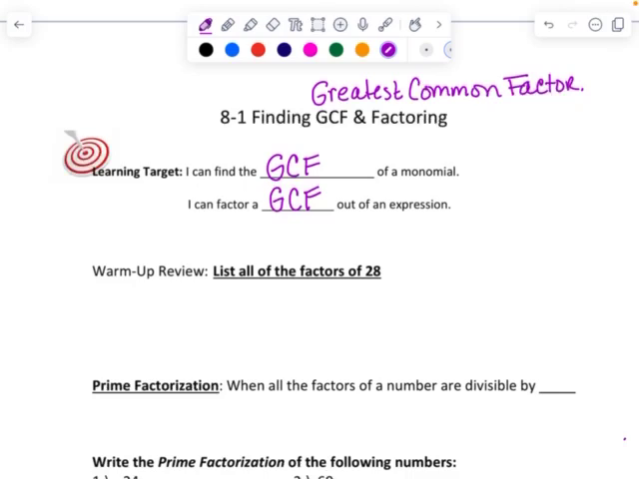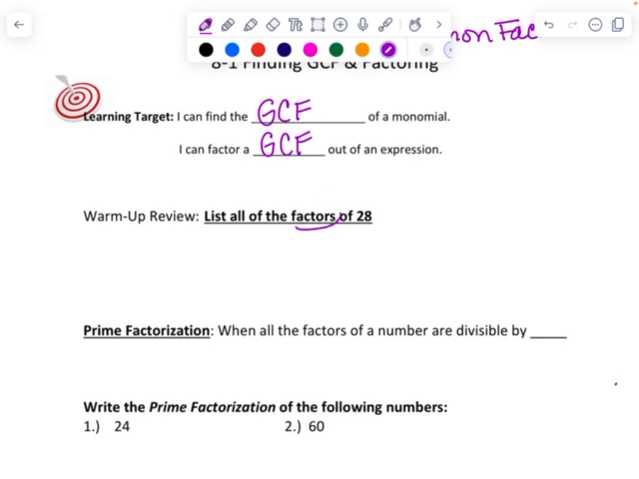All right, hello. We are looking today at 8 OneNotes, finding the greatest common factor and then factoring it. The targets are I can find the GCF of a monomial and I can factor a GCF out of an expression. So let's review and talk about what factors are.